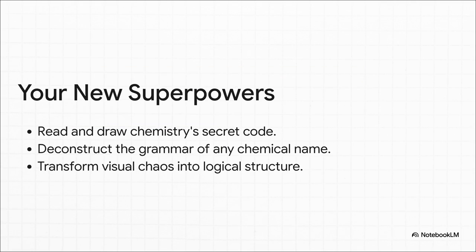And just like that, you now have 2 incredibly powerful new tools in your toolkit. You've got the secret code of skeletal formulas, so you can draw structures like a pro. And you have the universal grammar of IUPAC, so you can name them with perfect precision. You can literally transform visual chaos into pure logical structure. That's your new chemistry superpower.